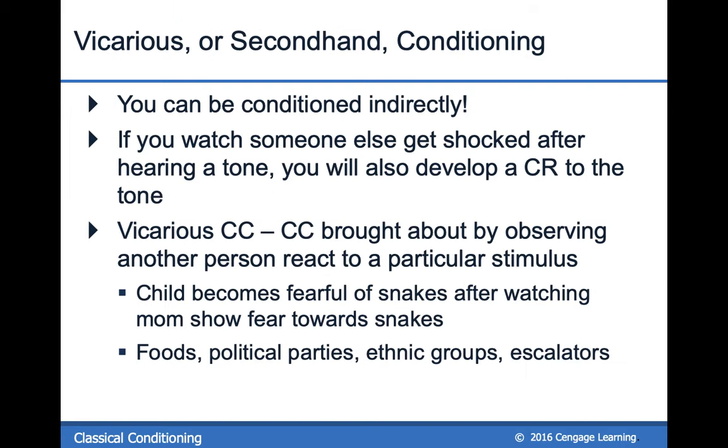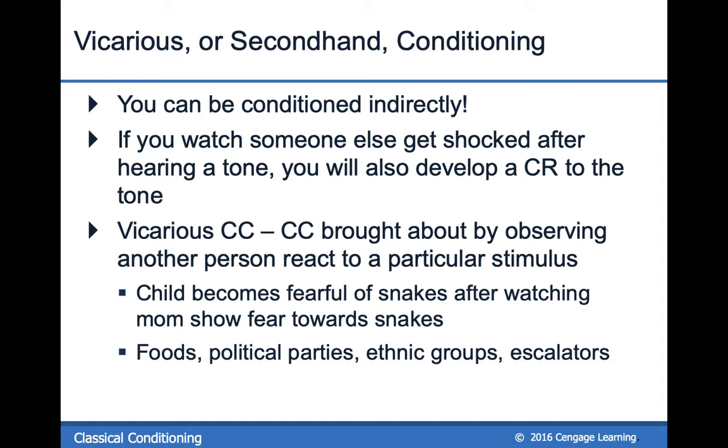It's kind of interesting. We can also be conditioned indirectly. So if you watch someone else get shocked after hearing a tone, you will also develop the conditioned response of jumping back to that tone. So vicarious classical conditioning is any classical conditioning brought about by observing another person react to a particular stimulus. So for example, a child could become fearful of snakes after watching their mom show fear towards snakes. It's actually how a lot of children develop their fears. You could develop a taste aversion by watching someone else get sick after eating something.